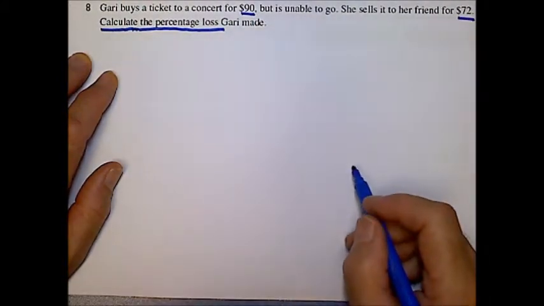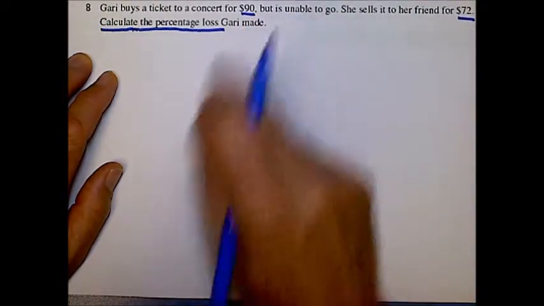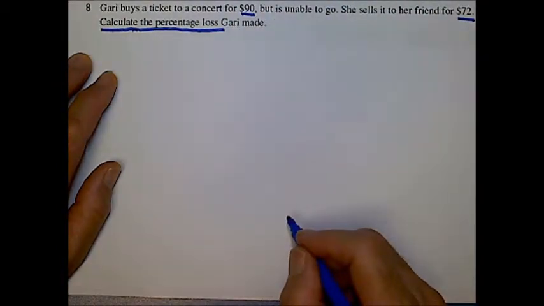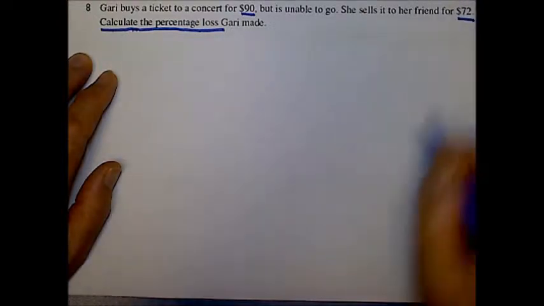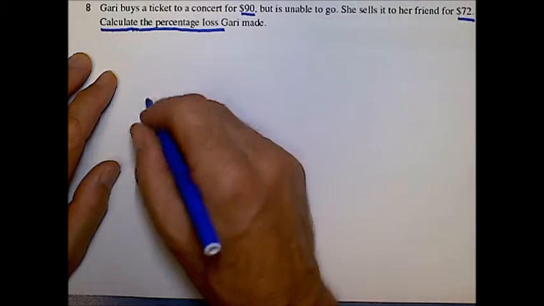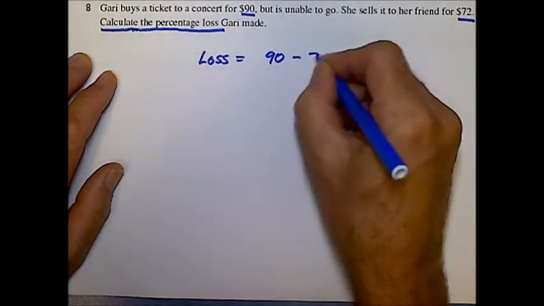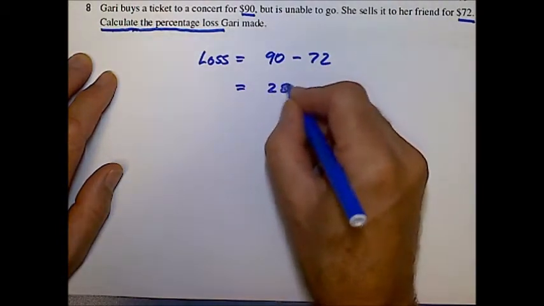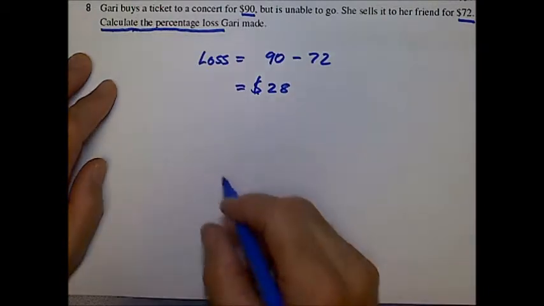What are these two numbers? Well, which is the original value? Is it the 72 or the 90? Well, the original value was the value that she paid for the ticket. So this is the final value. So if we look at this problem, Gary is making a loss. So the loss is going to be equal to 90 minus $72, which is going to be equal to $28. So we've got a loss of $28.